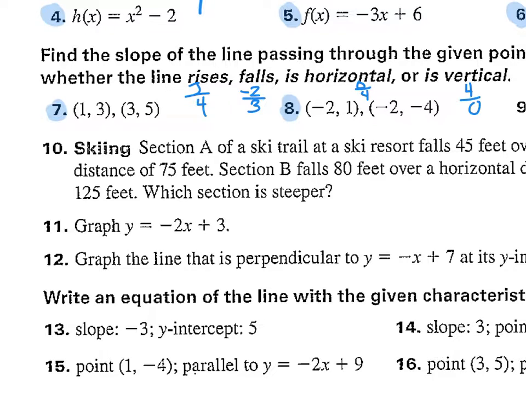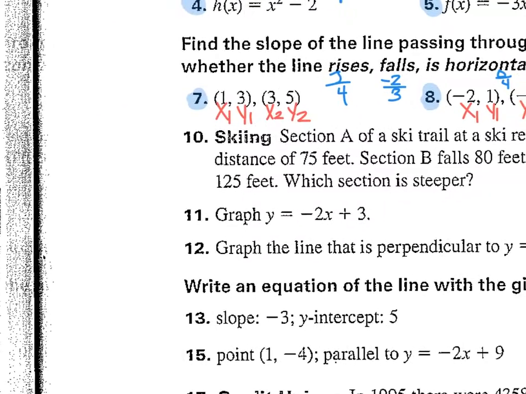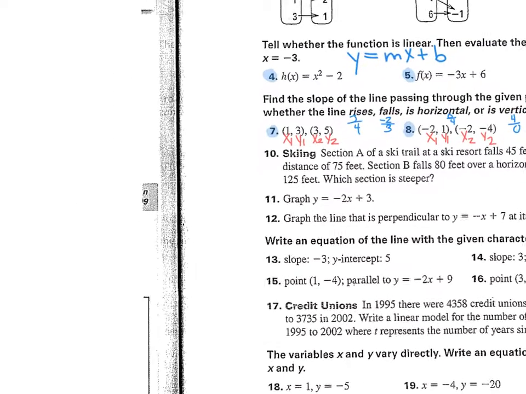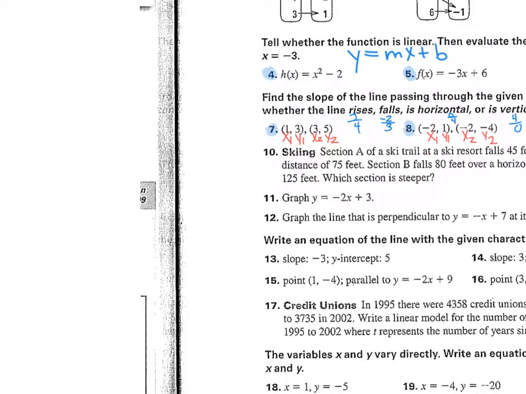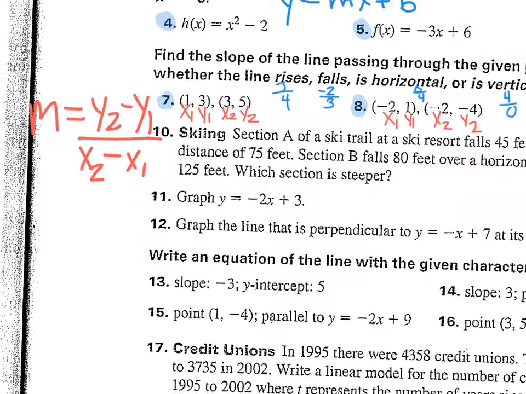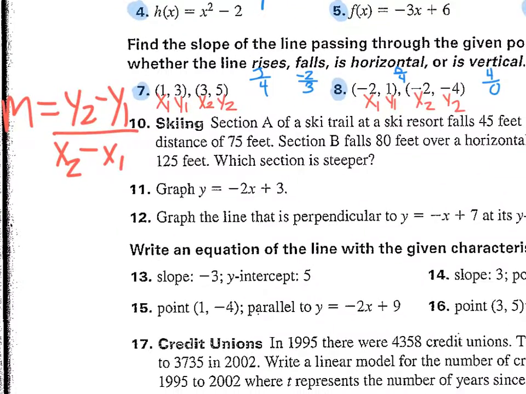Okay. Now, we just need to identify our x1 and y1, x2 and y2 on all of these. Okay, and then plug it into the formula. To find slope, you take y2 minus y1 over x2 minus x1. Plug it into that formula and get your slope. So hopefully that helps.